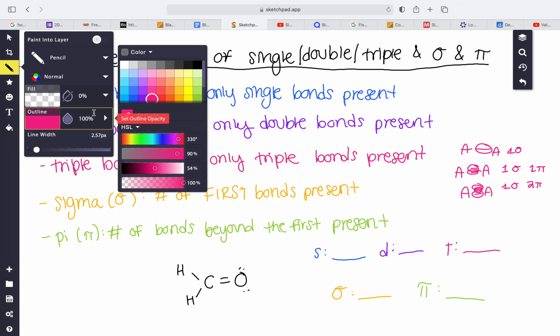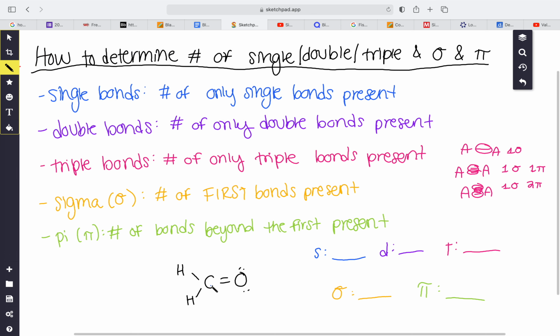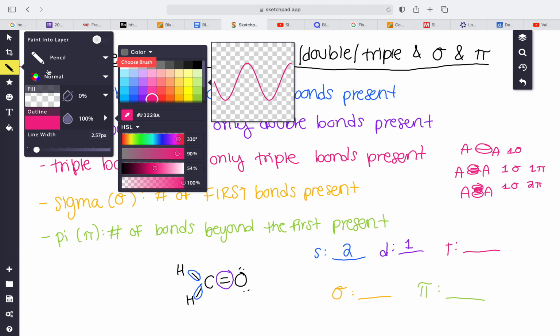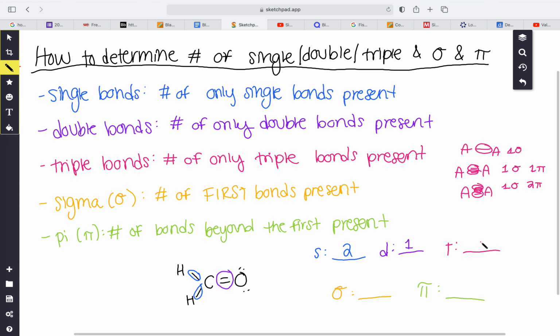Okay, so let's run through an example here. I forget what this is. I should know that. But we're just going to look at this one, and we will be using that as our example. So our single bonds: number of any single bonds present. This is a single bond, and this is a single bond. That is not a single bond, so we have 2 single bonds. Double bonds, let's take a look at those. We have 1 double bond here. That's not double and that's not double, so 1 double bond. And let's take a look at our triple bonds. I don't see any triple bonds in there, so we're going to say that there's 0 triple bonds.